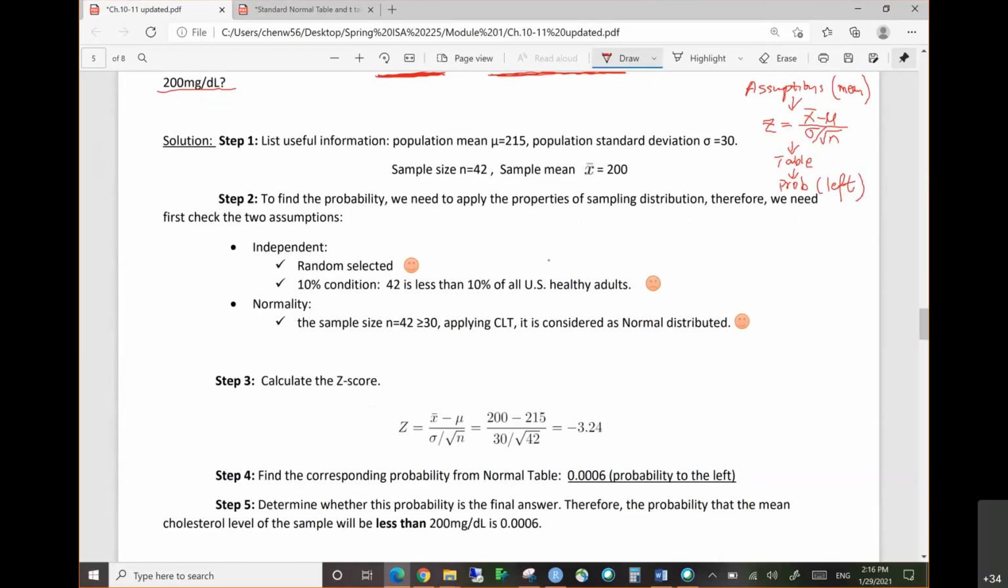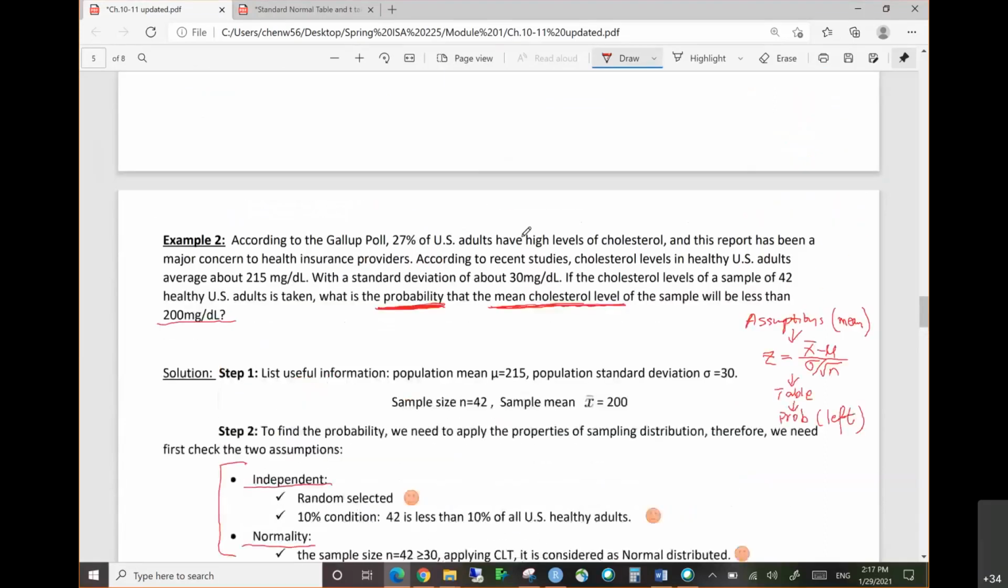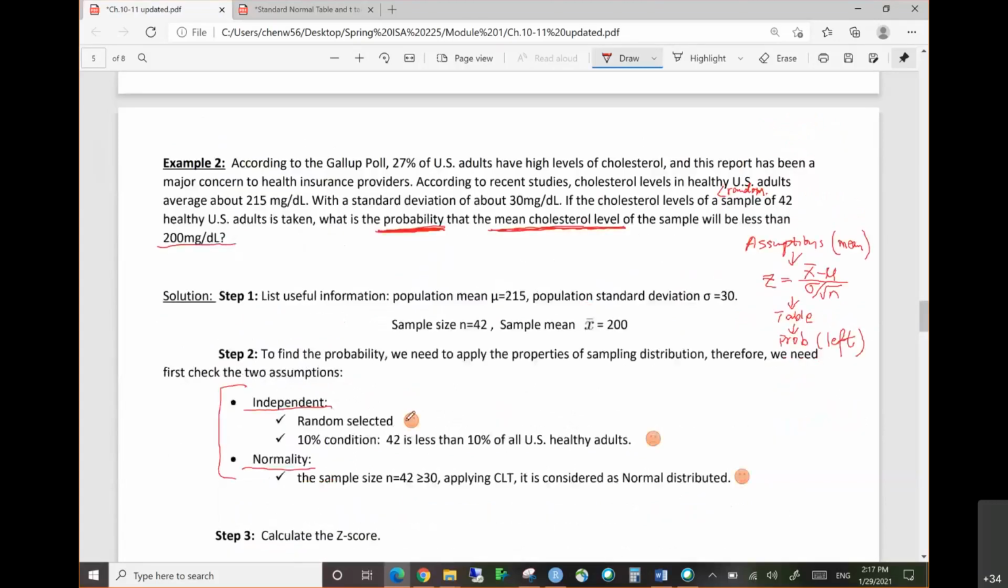Now we need to check the assumptions for the mean. Again, 2 assumptions: independent assumption, normality assumption. The first one, randomly selected. Actually, I missed a random here, otherwise we would stop there, right? So it is a random sample. That's why it is checked.